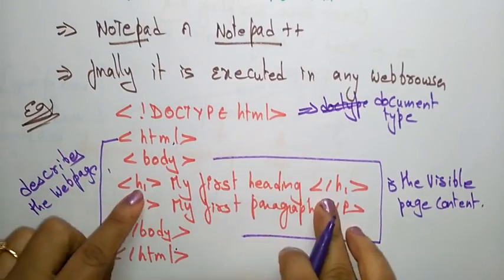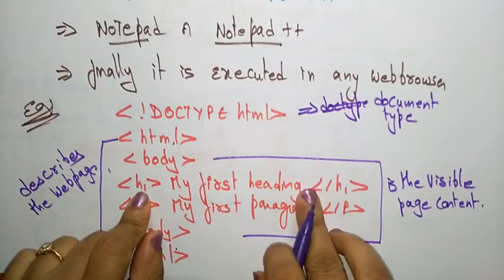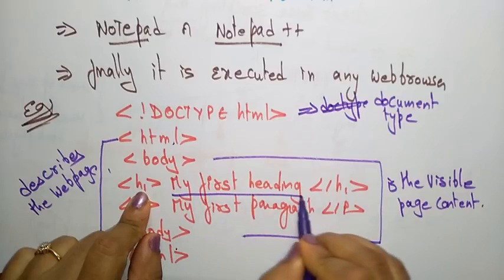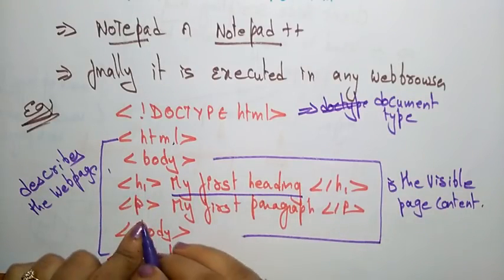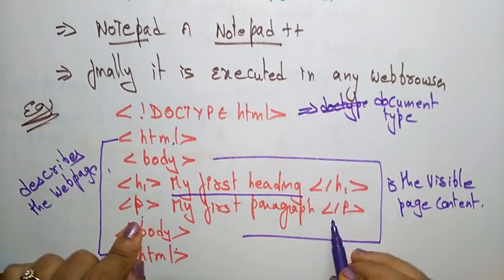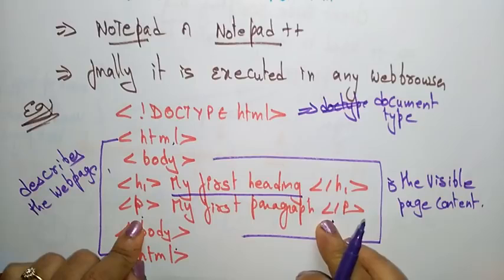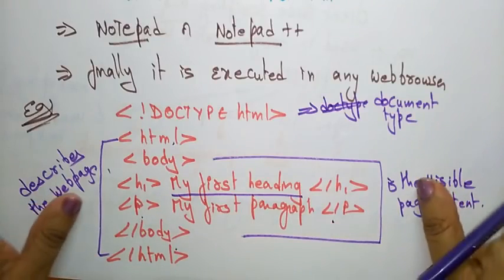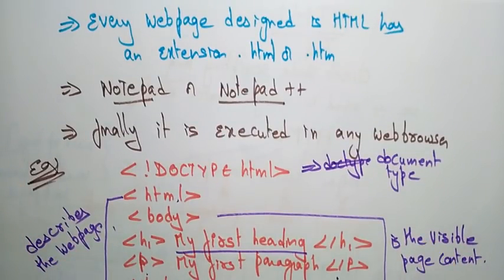And what about this H1? This is the starting tag and ending tag. The text between the H1 is displayed as a heading. The headings go from H1 to H6. And this P tag represents the paragraph. The text between this paragraph tag displays a paragraph. Okay, so this is just an introduction to the hypertext markup language. Thank you.